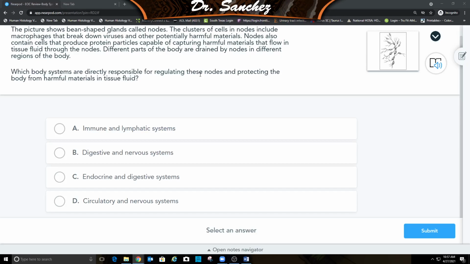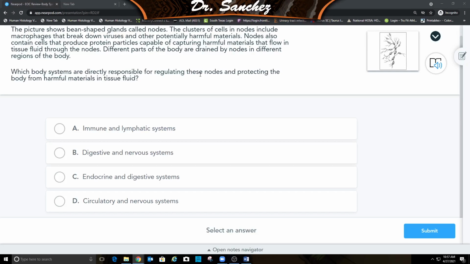and protecting body from harmful material. So first of all, lymph nodes belong to what system? Lymphatic system. So right, perfect. So that's when you want to unmute yourself, Sergio. Good job. So yes, it's the lymphatic system.